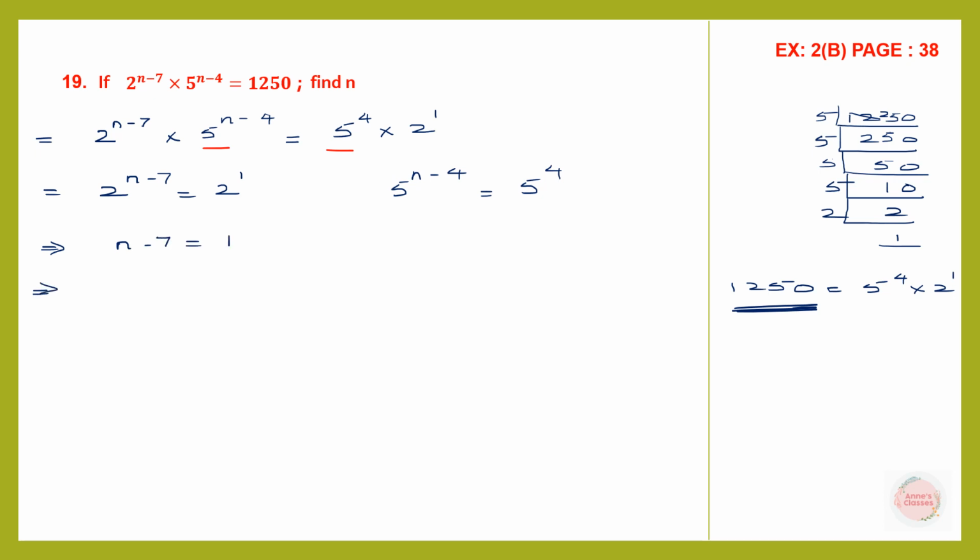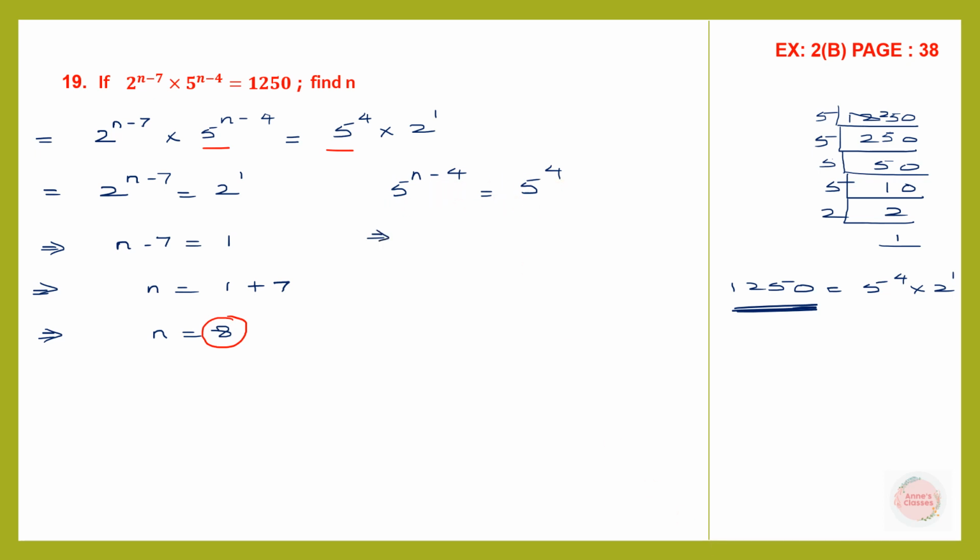So to find the value of n, we can say 1 plus 7, because we are transposing minus 7 to the other side, it becomes plus 7. So here we have found the value of n to be 1 plus 7, 8. Let's try with 5 here. So here we have 5 raised to the power of n minus 4 is equal to 5 raised to the power of 4. The bases are equal, so the powers also are equal.